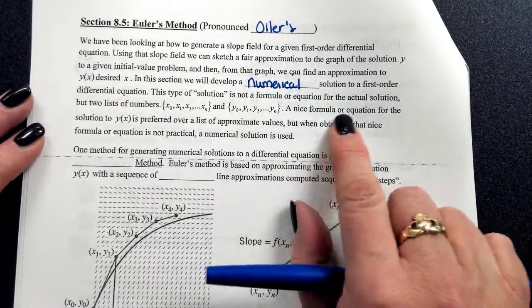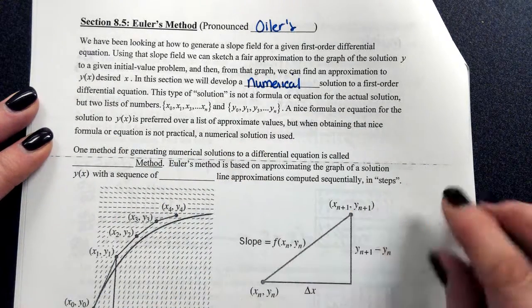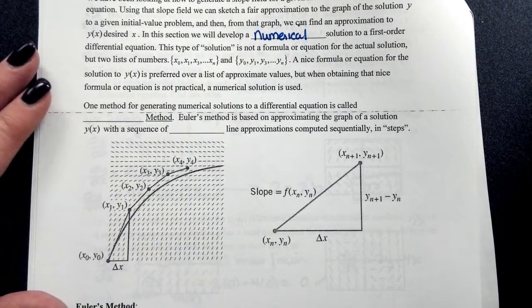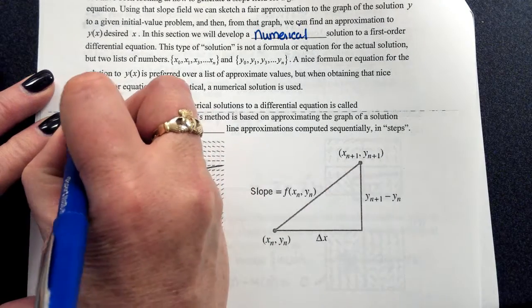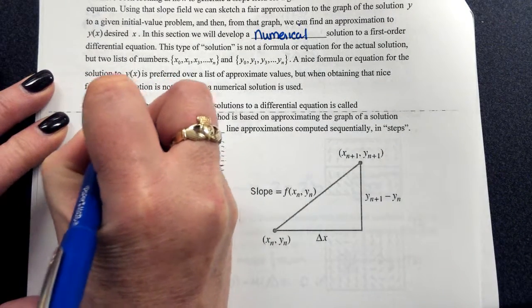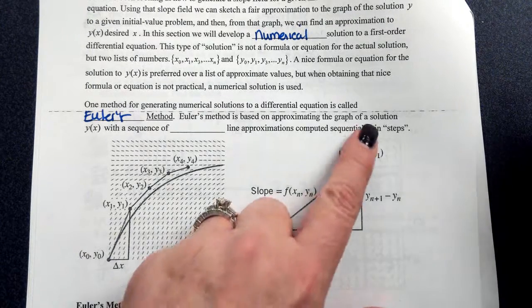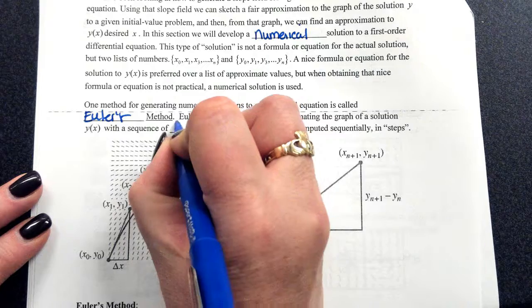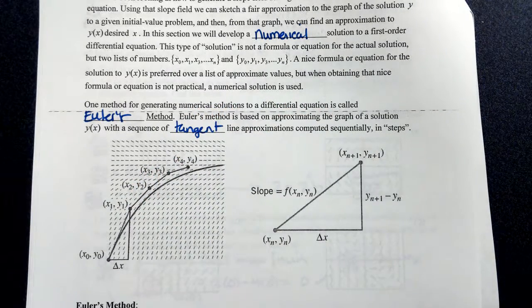So a nice formula or equation for the solution y of x is preferred over a list of approximate values. One method for generating a numerical solution to a differential equation is called Euler's Method. Euler's Method is based on approximating the graph of a solution y of x with a sequence of tangent line approximations, computed sequentially in steps.